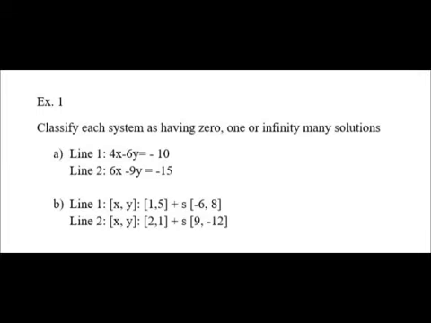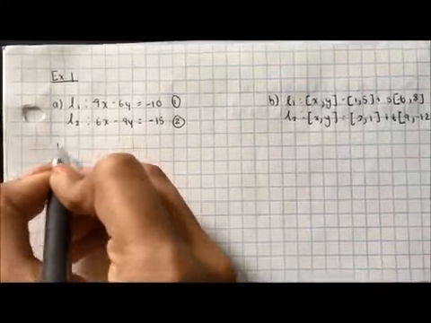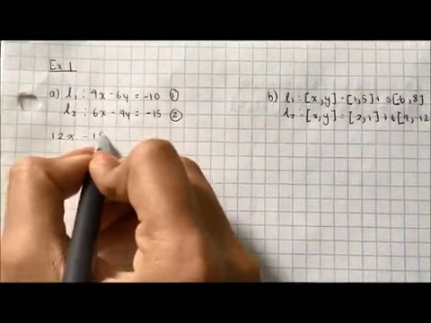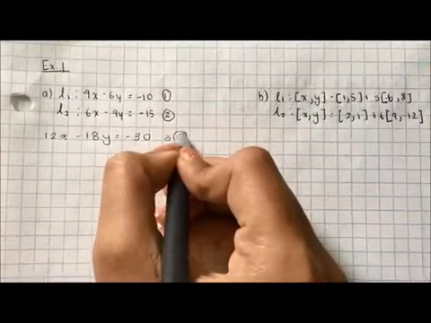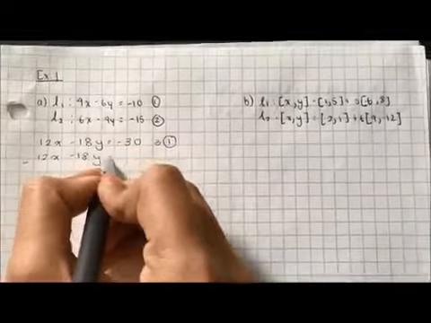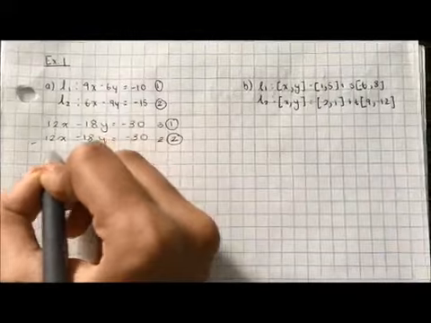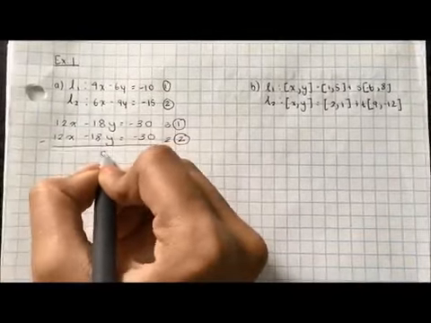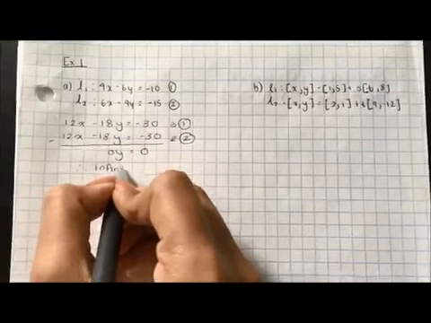For A, line 1 is 4x minus 6y equals negative 10, and line 2 is 6x minus 9y equals negative 15. The way to do this would be to multiply the first equation by 3 and the second equation by 2. Both equations would be 12x minus 18y equals negative 30 and 12x minus 18y equals negative 30. You subtract them and you get 0y equals 0, which means that the equation is true for all values of y, so there are infinitely many solutions, and all of the points for x and y coordinates satisfy the original equation.